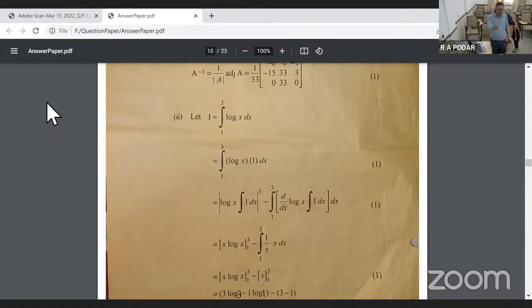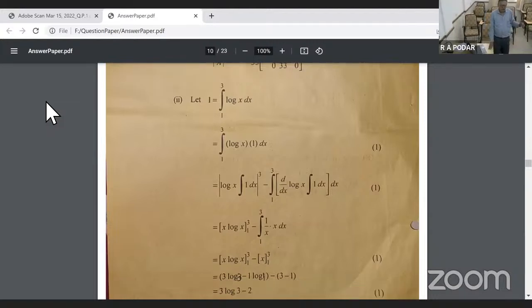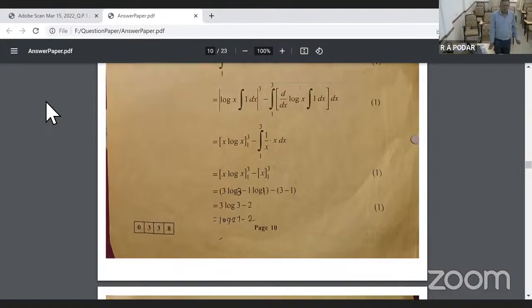So x into log x, the lower limit and upper limit they have given as 1 to 3. So minus x, if you substitute the lower limit and upper limit you get the final answer. So you can see the final answer here. You can note this down if you want. These are the distribution of marks, you can note them down, no problem.